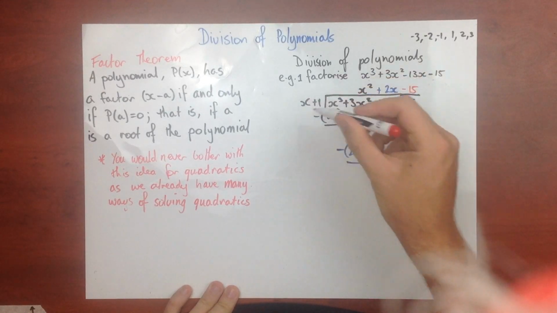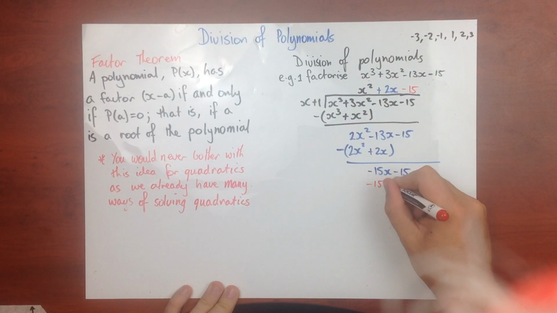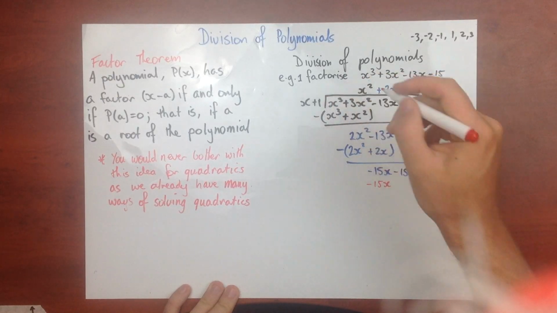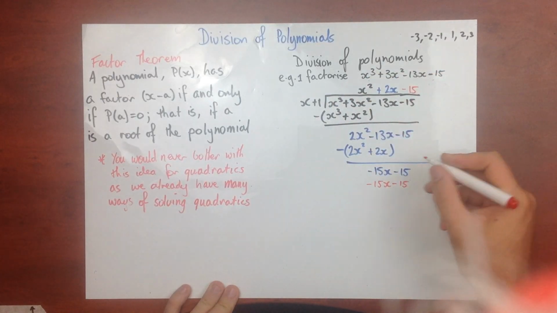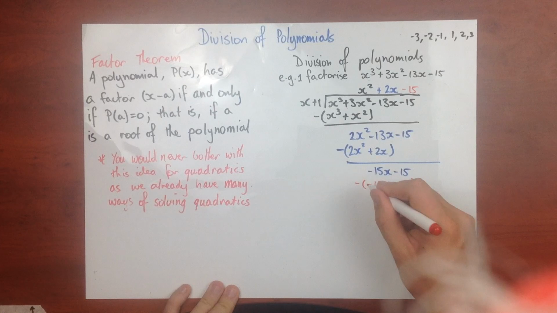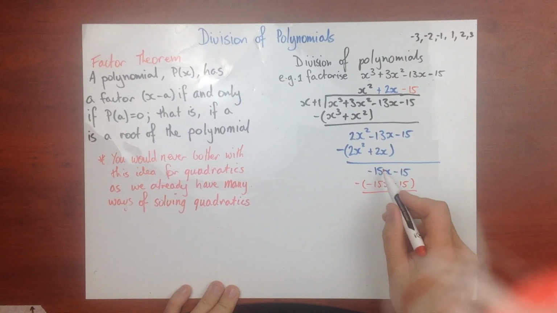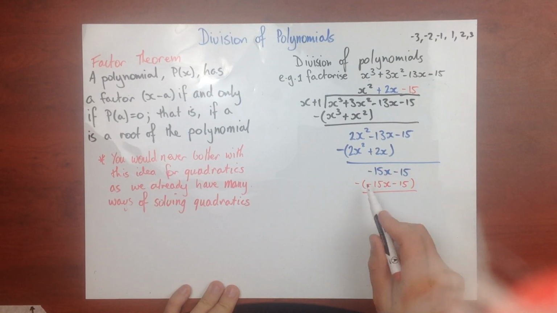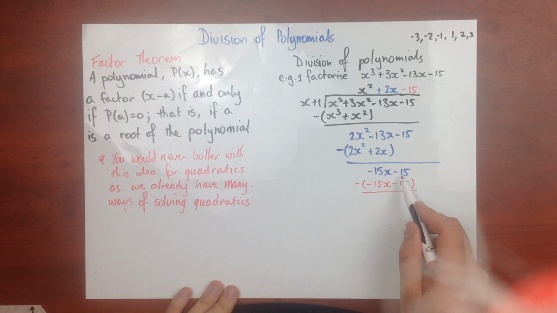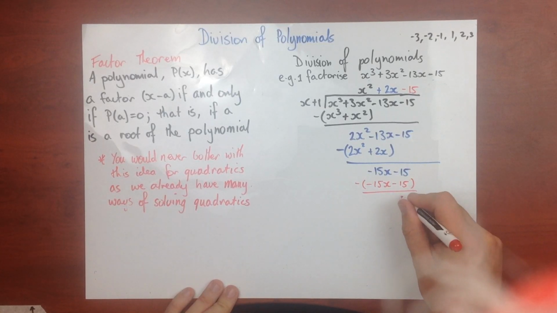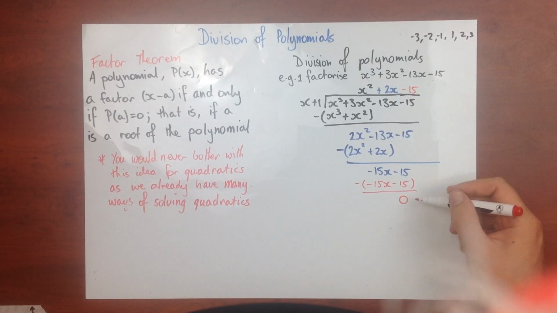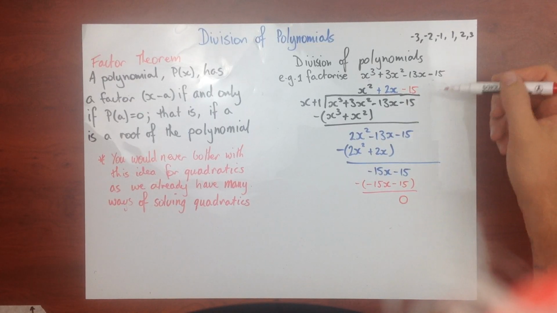Okay, minus 15 times x is minus 15x, and minus 15 times 1 is minus 15. Bracket, bracket, take away, line underneath, do our subtraction. Minus 15x take negative 15x is going to be 0, and similarly minus 15 take minus 15 is 0. Okay, and it needs to be 0 because we've said that minus 1 is a factor.